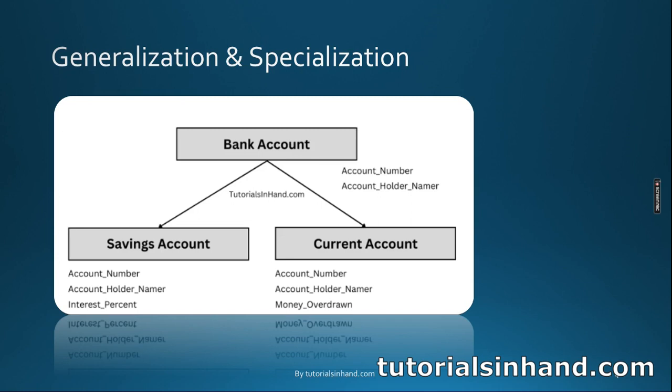Here I have attached a screenshot if you can see. So here we have a parent bank account class where we have two properties, account number and account holder name. Now there are two more classes, savings account and current account, both inherit from bank account. So each of them will have account number and account holder name from its parent account properties, and also it can define its own properties like interest percent for savings account and money overdrawn for current account.